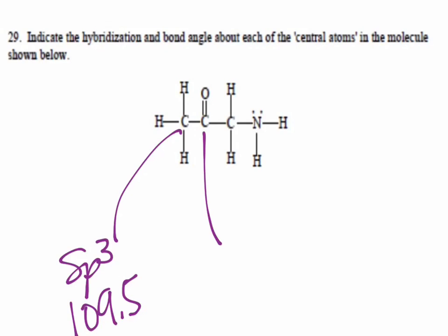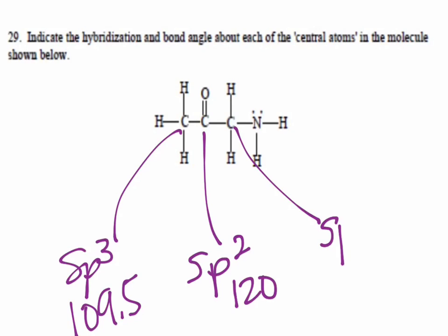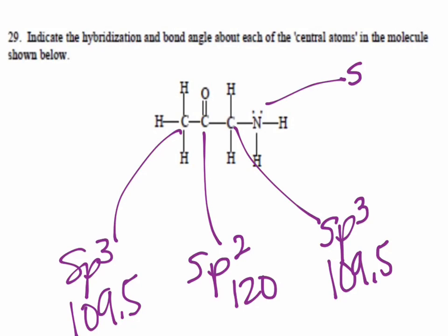Okay, what about the next C? sp2, and the angle is 120. The next C is what? sp3, and the bond angle is 109.5. And the N, sp3, and the bond angle is less than 109.5.